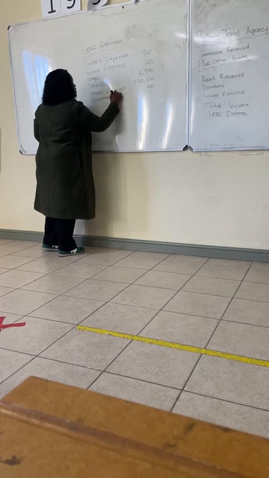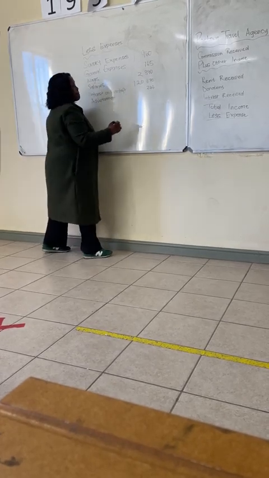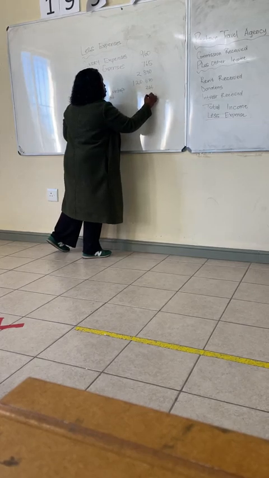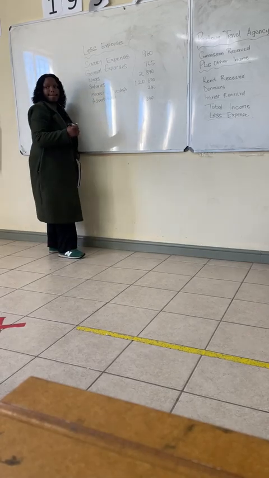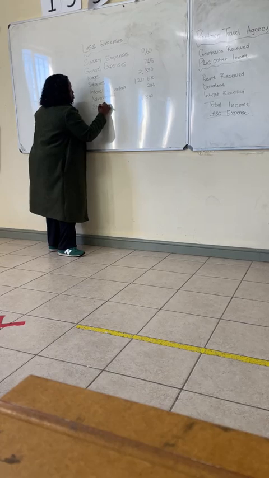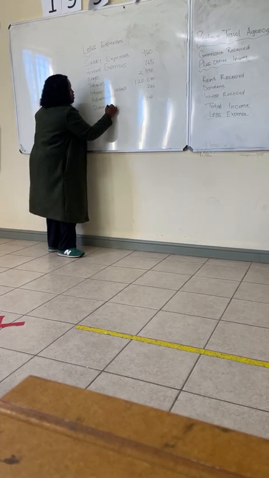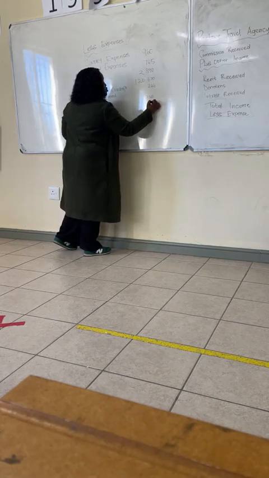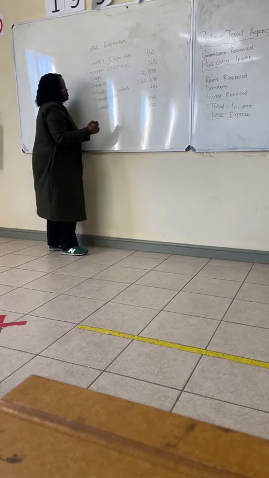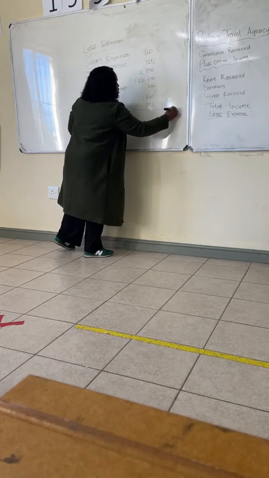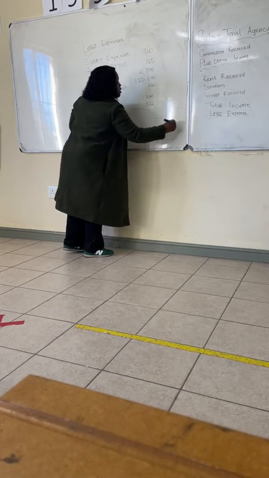And how much is advertisement? 1,340. Next one. Stationery. Stationery is 320. 322. Okay. Next one. Are we done? Okay. Can we please have the total of our expenses?